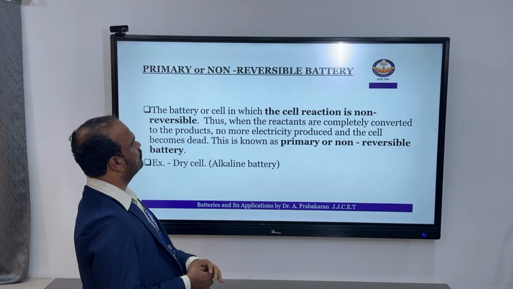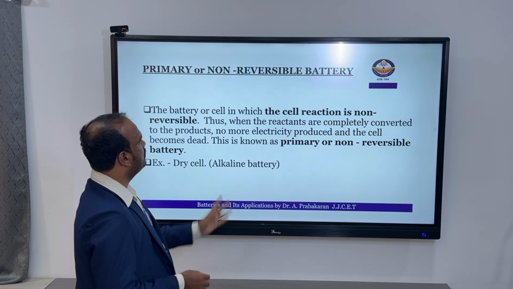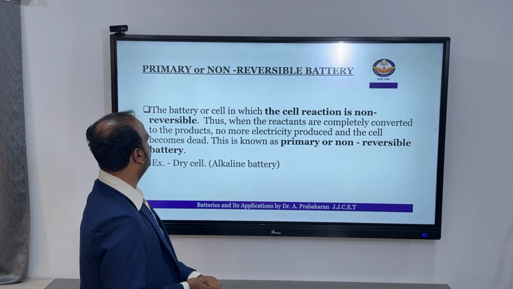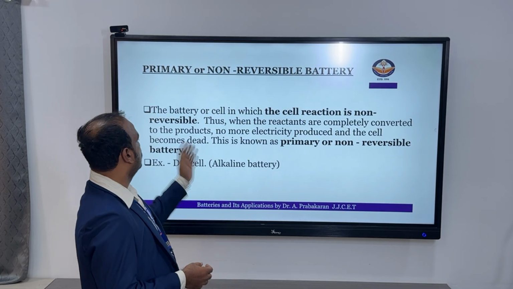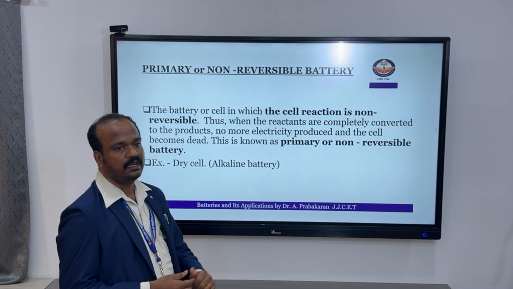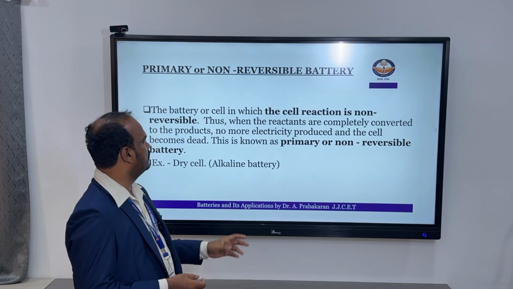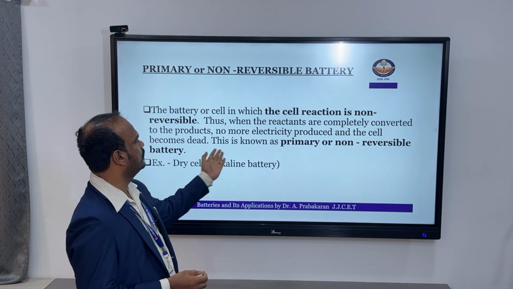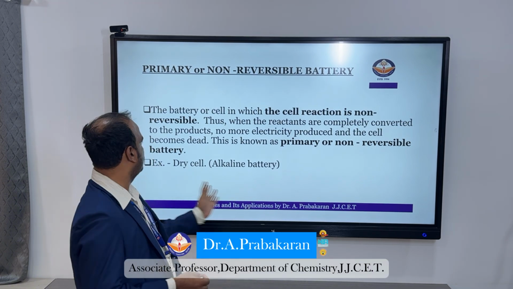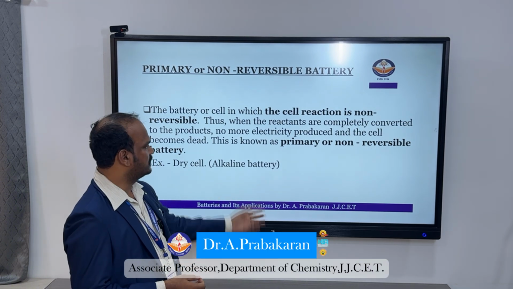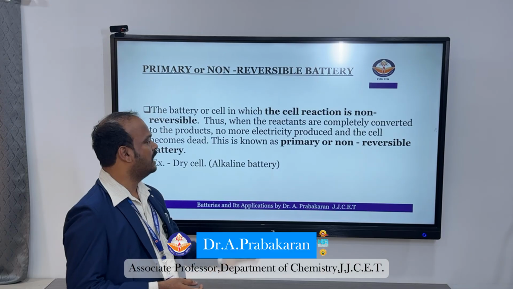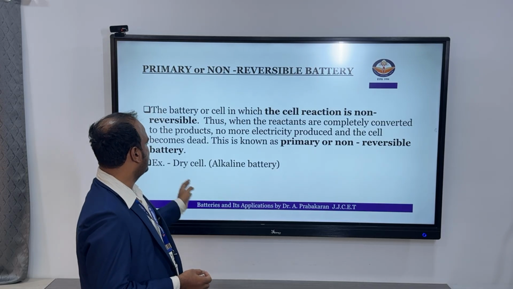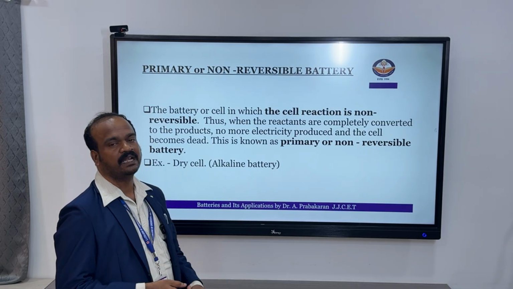Now we discuss what is the primary battery. The primary battery is a non-reversible battery. That means it is a battery or cell in which the cell reaction is non-reversible. When the reactants are completely converted into the product, no more electricity is produced and the cell becomes dead. This is known as a primary, non-reversible battery. For example, the dry cell or alkaline battery.